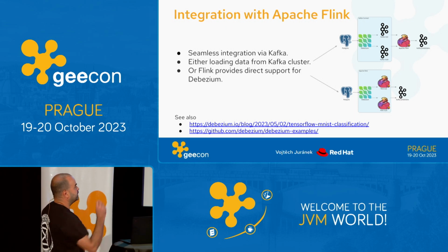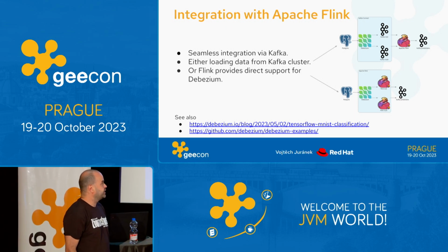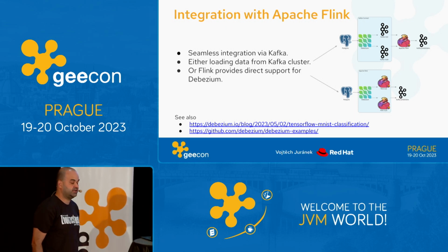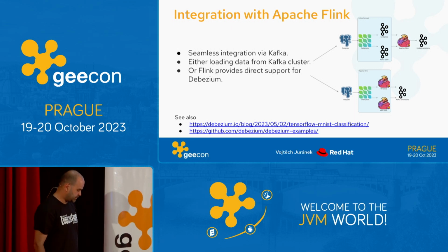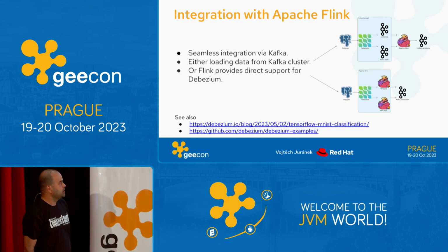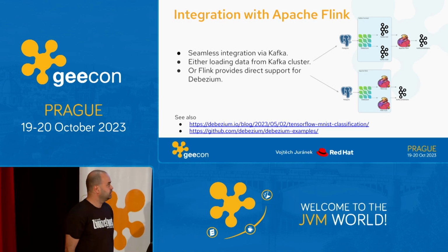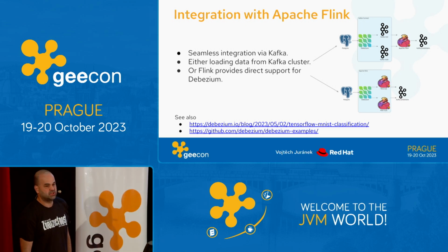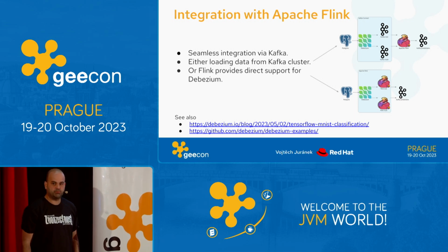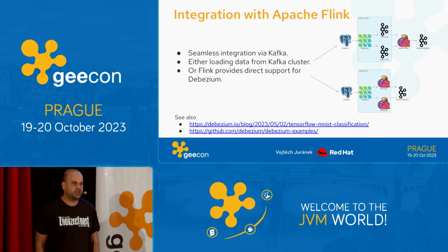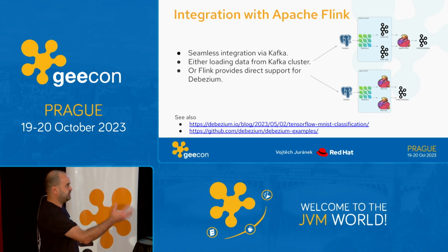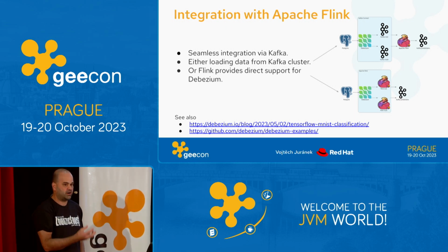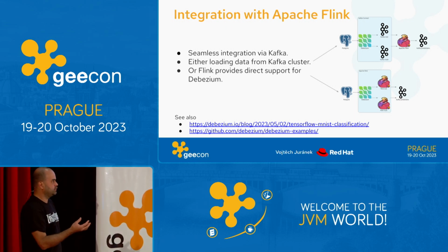Here it is depicted for Apache Flink, and it works really nicely because Flink works really nicely with Kafka. But actually, in the case of Flink, you can do even better. You can completely skip Kafka because Flink has built-in support for Debezium, and you can just take Flink and run Debezium directly from Flink.